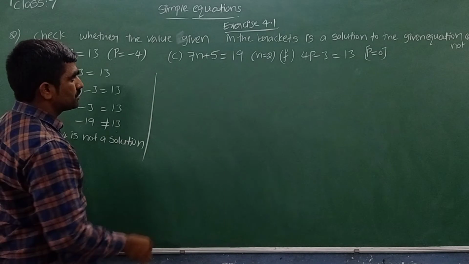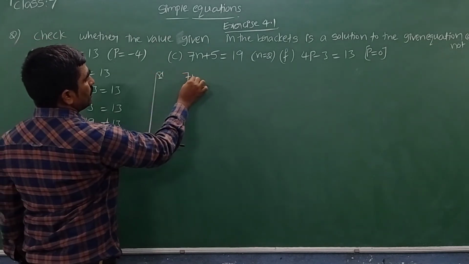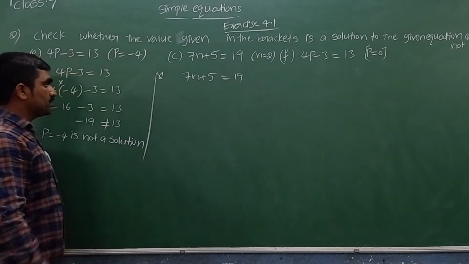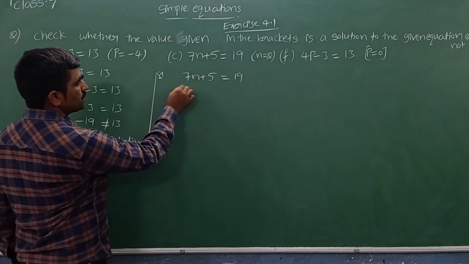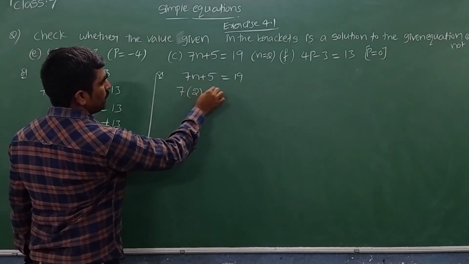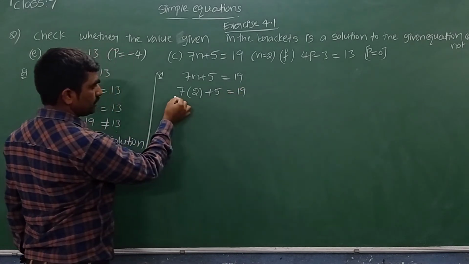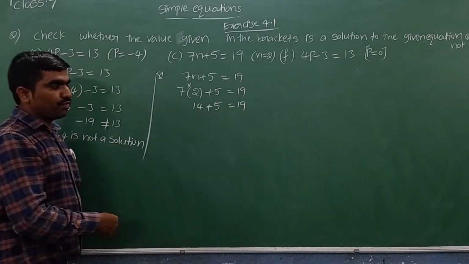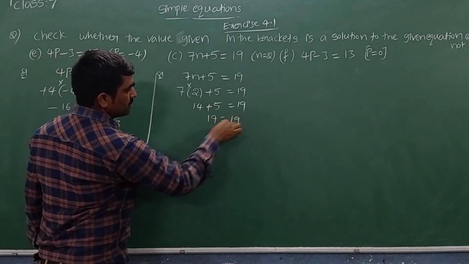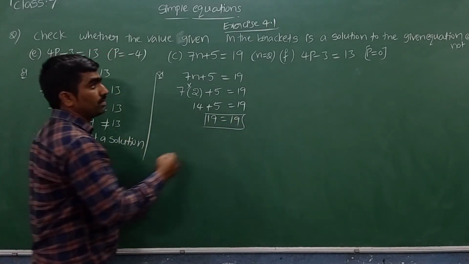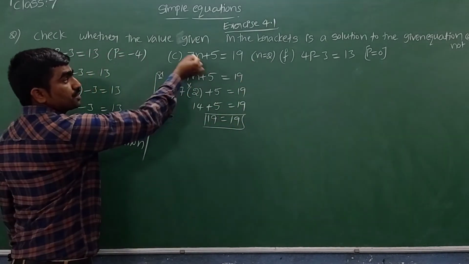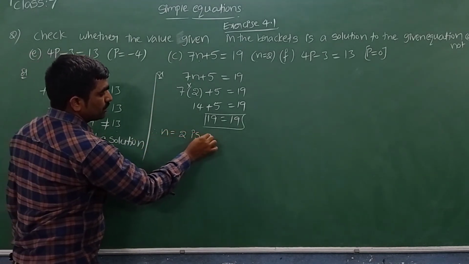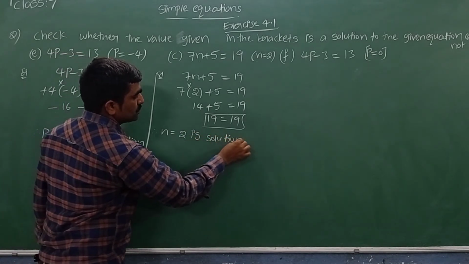Yes. Similarly, we will try this one. 7n plus 5 is equal to 19. So n is equal to how much? 2. n is equal to 2. In the place of n, substitute 2: 7 into 2 plus 5 is equal to 19. Bracket means multiplication: 7 2s are 14, plus 5 is equal to how much? 19. 14 plus 5, 19 is equal to 19. Yes, I got both LHS and RHS equal. So what can we write? Therefore, n is equal to 2 is a solution of this equation.